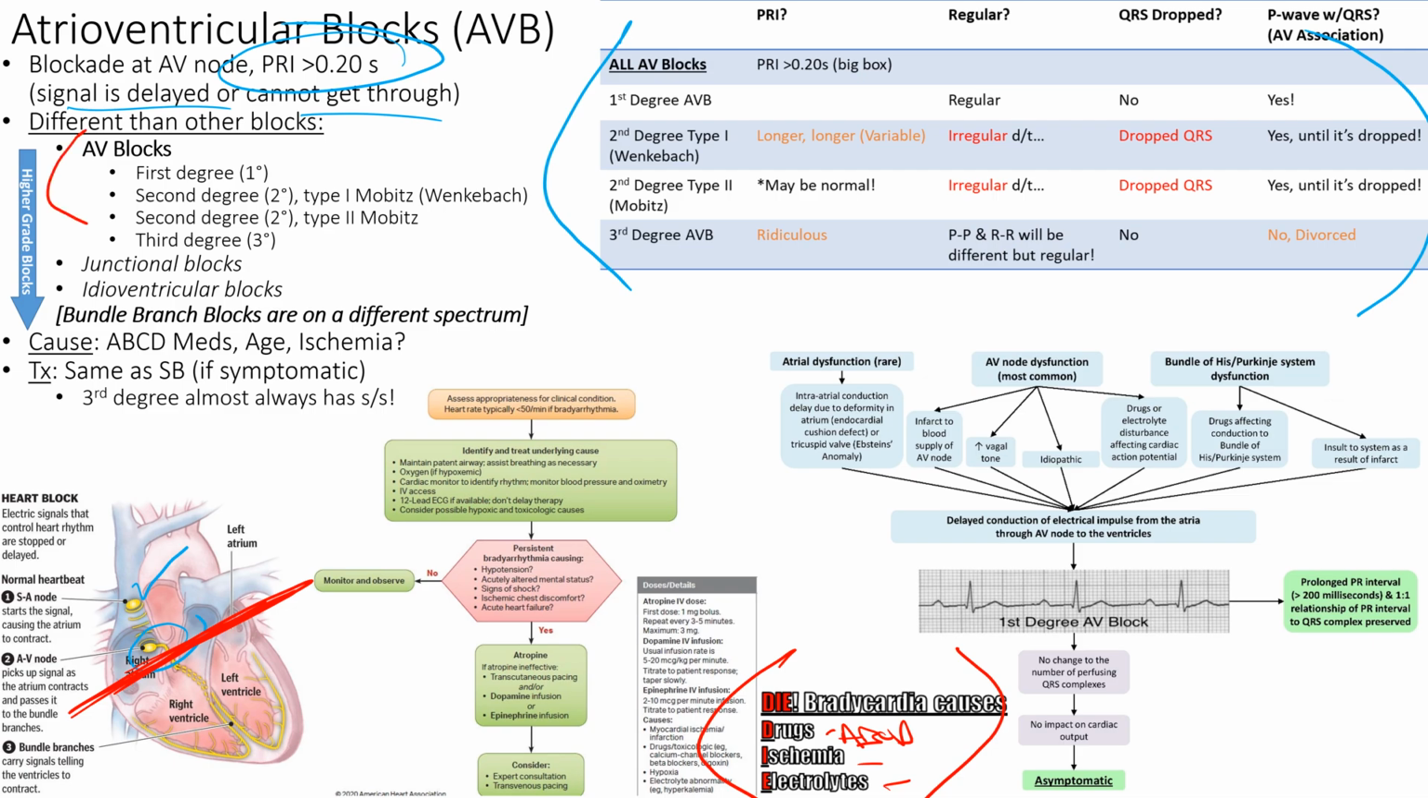So again, AV blocks have a first degree variety, second degree, and third degree. And we'll talk about the different types of second degree. Wenckebach and Mobitz 2, that doesn't really make any sense to me. I always had to kind of figure it out. It's like, well, which one is it?